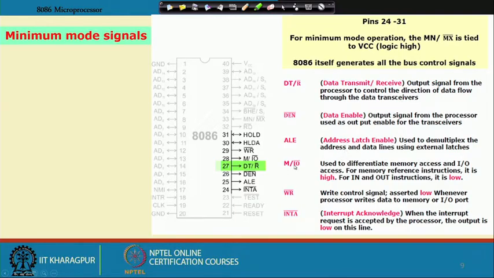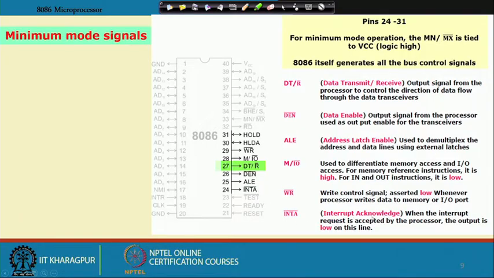Then M/IO bar. In case of 8085 we have IO/M bar. So, here the convention is just reversed. For memory access, this M/IO bar line is equal to 1, and for IO access this M/IO bar line is equal to 0. And then we have this write bar, write control signal. It is asserted low whenever the processor writes data to memory or IO port.